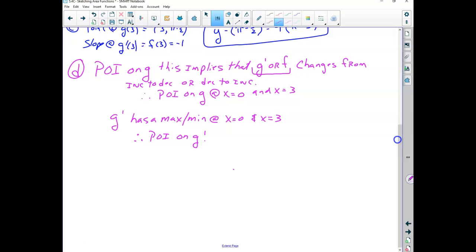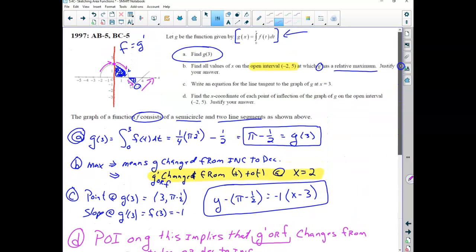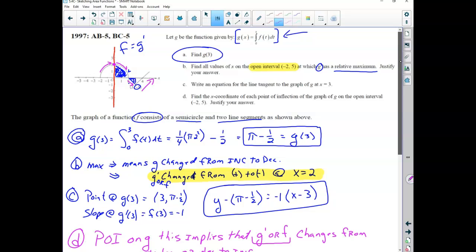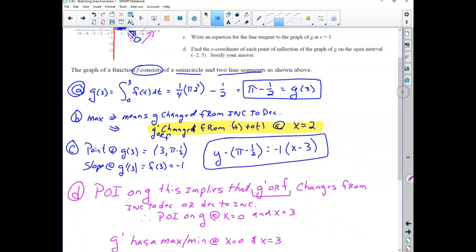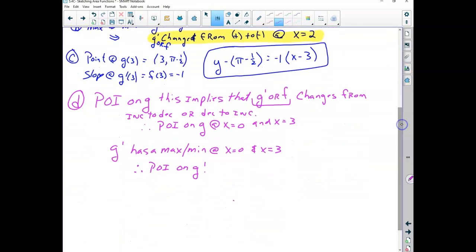Okay? Remember, if my function changes from increasing to decreasing, that's going to be a maximum or a minimum. And I'm just using my justification backwards. You always want to stop and think, okay? Find the x-coordinate of a point of inflection. Well, what happens at a point of inflection? It's on G. So I got to think about this. A point of inflection on G implies I have a change in concavity. How do I find that?